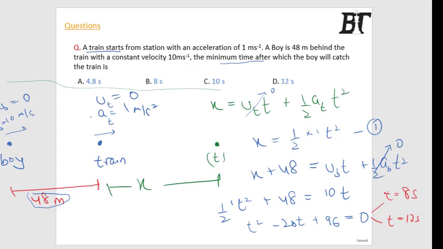There will be overtaking two times. Why two times? Because in the starting the speed of the train is 0, it will slowly pick up speed and meanwhile the boy will overtake the train at some point. But after that, the boy will go at a constant speed while the train speed will go on increasing. Hence after some time again the train would overtake the boy. But we are asked when the boy will catch the train for the first time. So the answer for the first time would be 8 seconds. I hope it is clear.